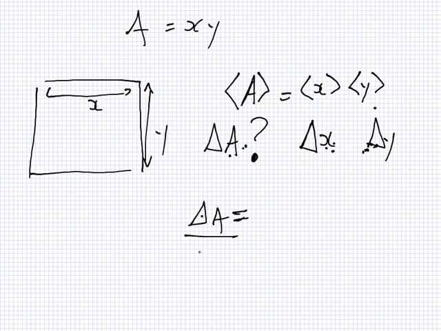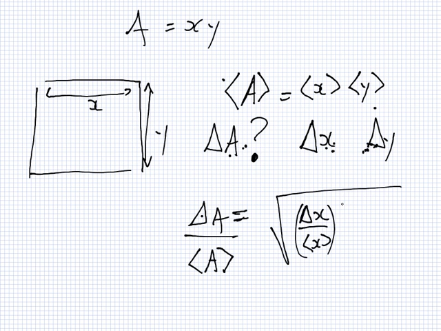The uncertainty of A divided by the average value of A, which you can get from here, is equal to the square root of the uncertainty of x over the average value of x, squared, plus the uncertainty of y over the average value of y, squared. And you're thinking, wait a second, I think I've seen something like this before, right? Chemistry? Oh, come on, you must have seen this in chemistry. Yeah, that's the one you did in chemistry.